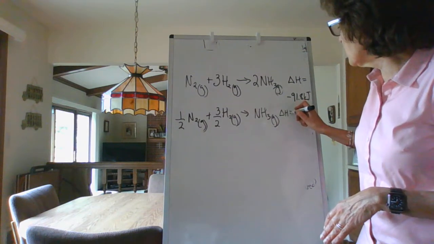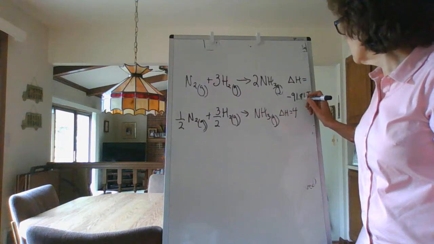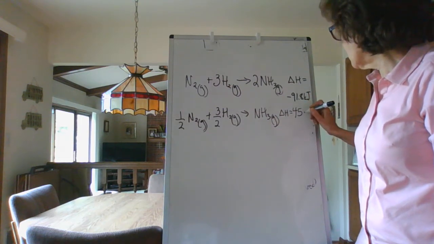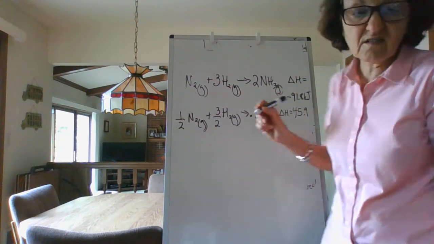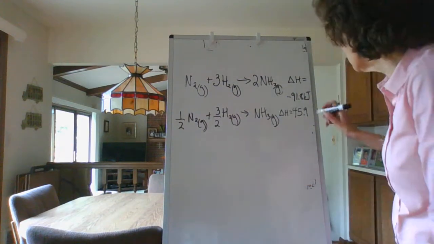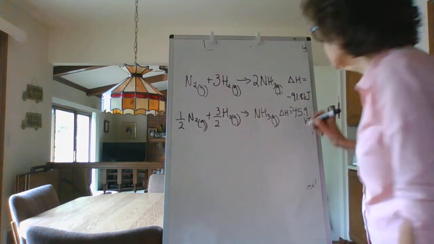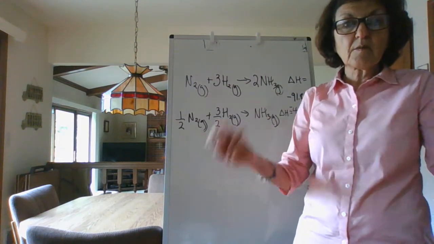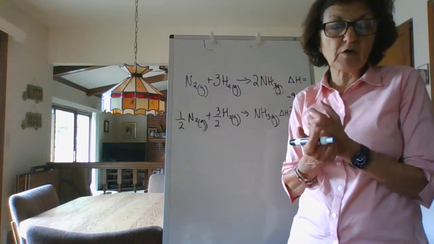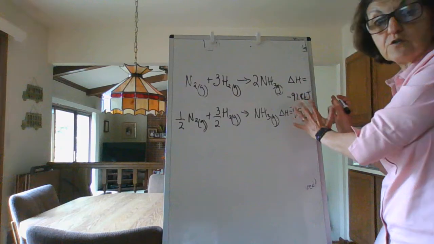So delta H of this would be 45.9. I think that's what I have here. Yes, negative, again, it's going to be negative 45.9 kilojoules. Okay, so that's manipulating a thermochemical equation. Whatever you do over here, you have to do to the delta H.